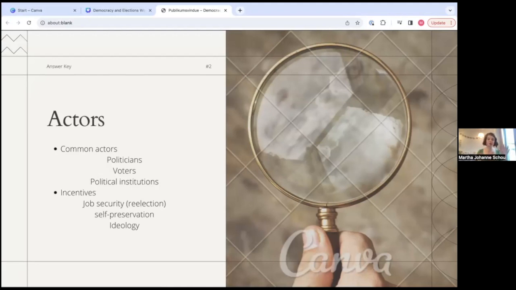Then there are also some common incentives that are typically thrown about when we talk about these actors. I'll go more into detail with them in the later slide. There's a thing about job security.